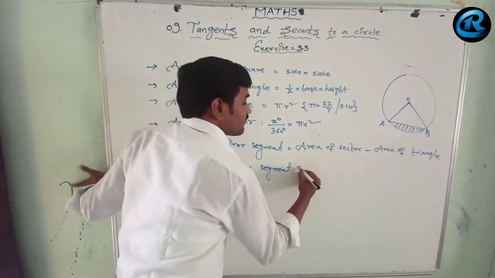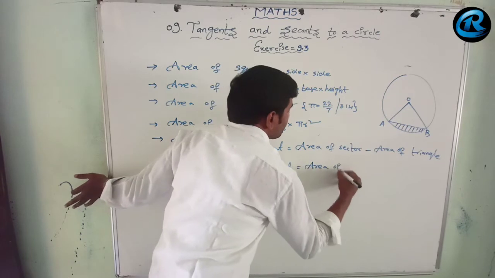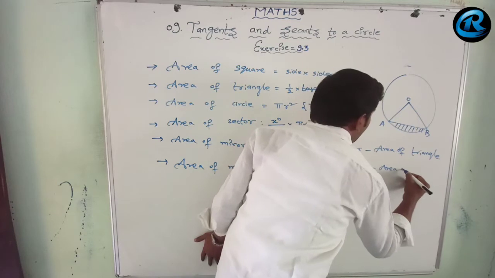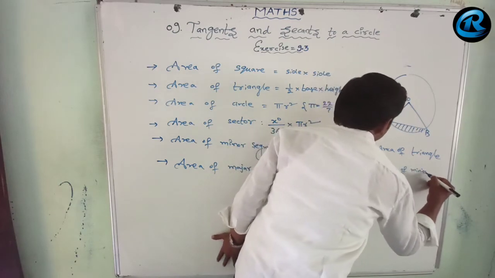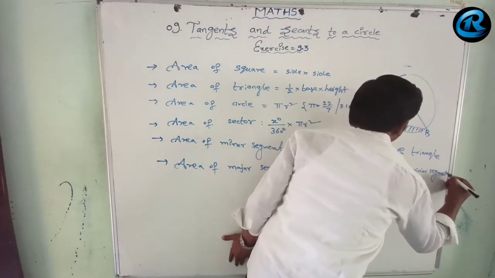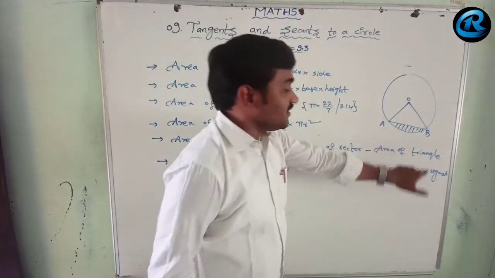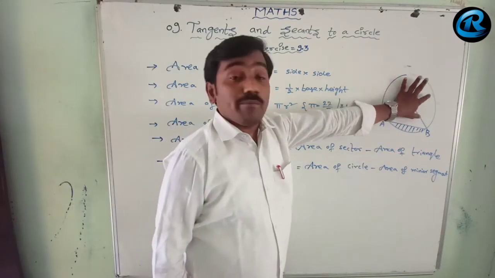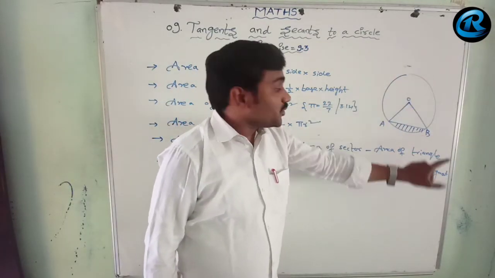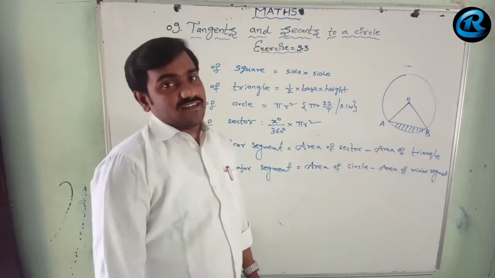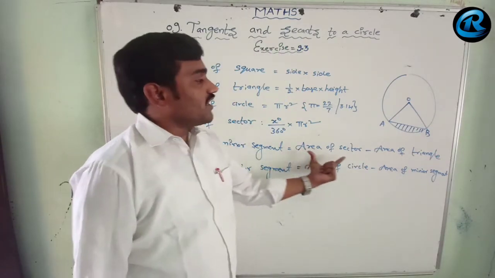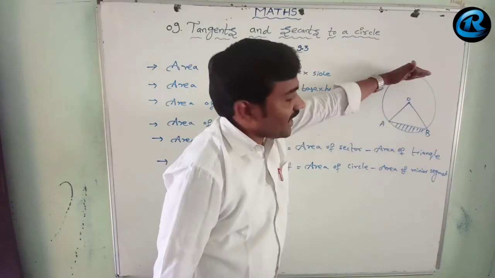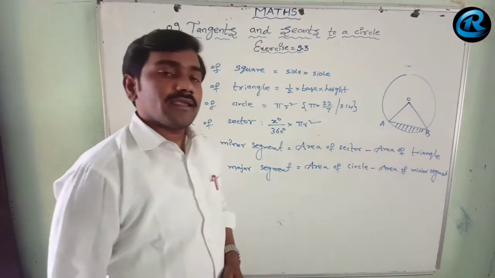Area of major segment equals area of circle minus area of minor segment. So if you want to find the area of the major segment, you should first know the area of the minor segment. The area of minor segment formula is the area of the complete sector minus the area of the triangle. Then we will get the area of the minor segment.